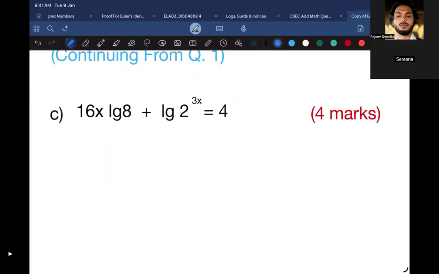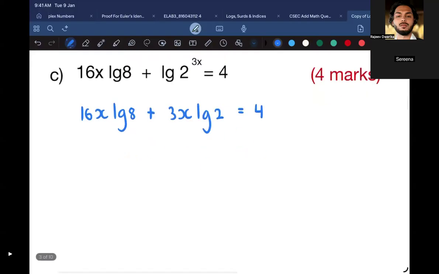Okay. So anytime I have logs and I have a power, what am I allowed to do with the power? You could bring it to the side. Right. And if you want to find x and you want x to the side, yes. So I could write this as 16x log 8 plus 3x log 2, and that would be equal to 4. This question is different from other questions because usually you'd have to apply logs, but there are already logs in this question. So you could take the power and move it to the side one time.